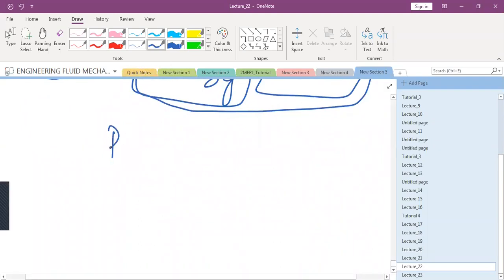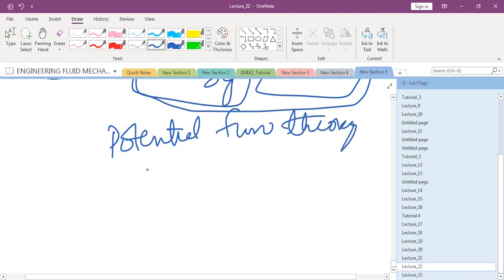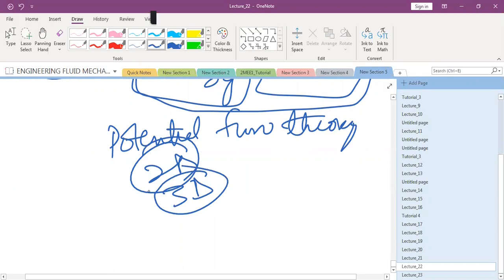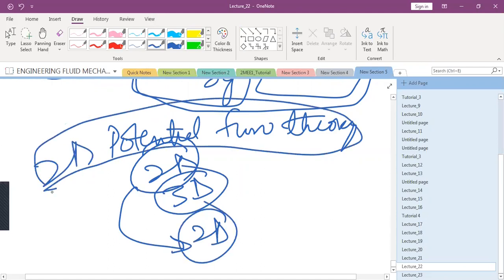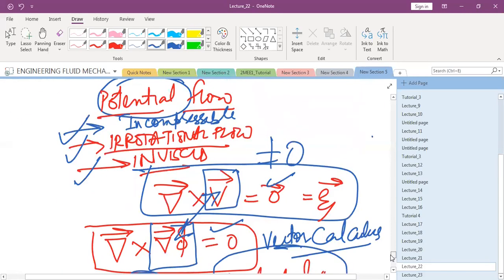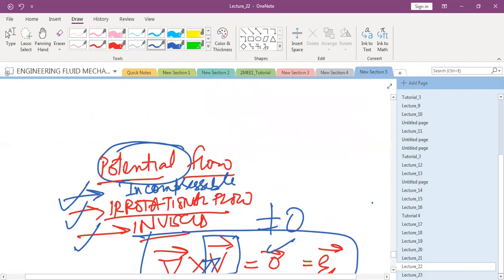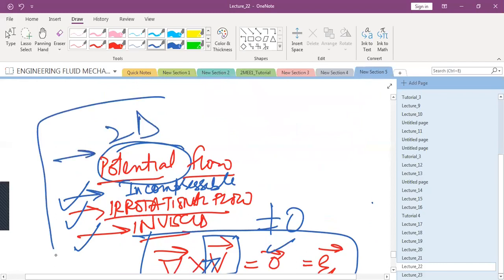So potential flow theory can actually be applied to 2D and 3D, but as far as our course is concerned, we will be only dealing with two-dimensional potential flow theory. So I am putting another assumption here, that the flow is two-dimensional.